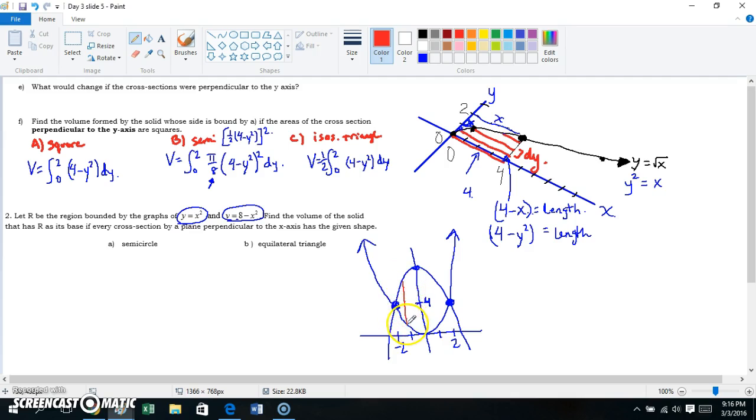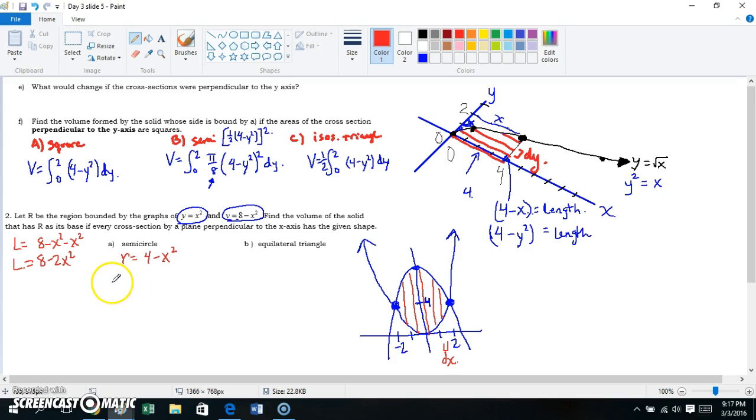Okay, so remember, draw a representative length. These lengths will have a dx thickness, so we want our integrand in terms of dx. If they're semicircles, well, let's define that length. That length is actually going to be 8 minus x squared minus x squared, or 8 minus 2x squared. So that's a length. Now for the semicircle, we need half of that. So 4 minus x squared will be the radius.